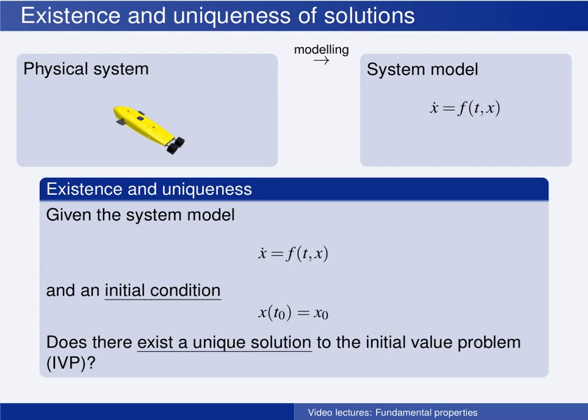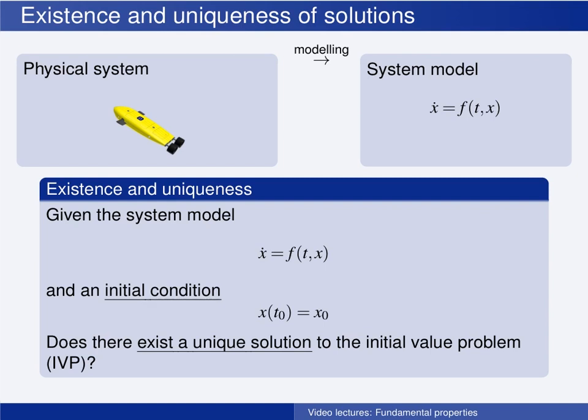For the ordinary differential equation to be an appropriate mathematical model of the physical system, we thus expect the same. There should exist a solution to this initial value problem here, and this solution should be unique. So how do we find out if this is the case? How do we validate the model by checking that there exists a unique solution to the initial value problem?